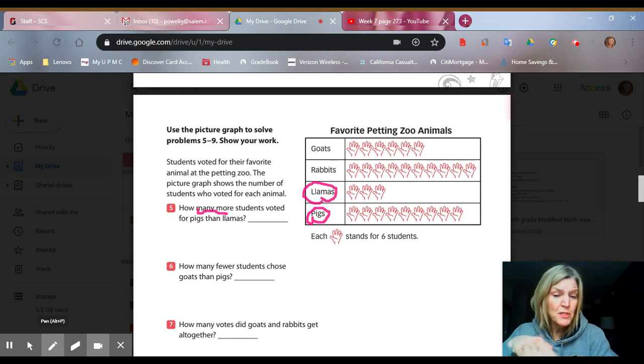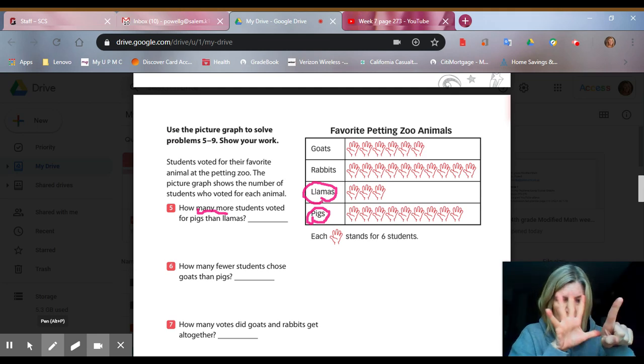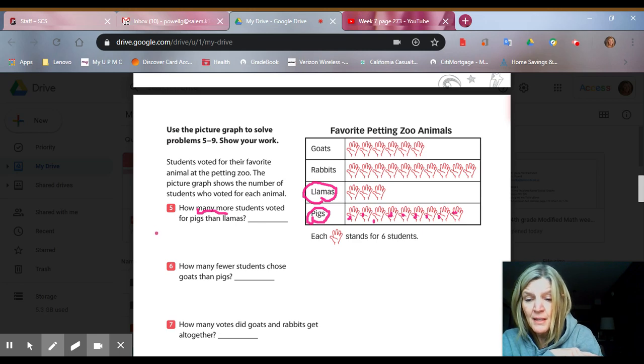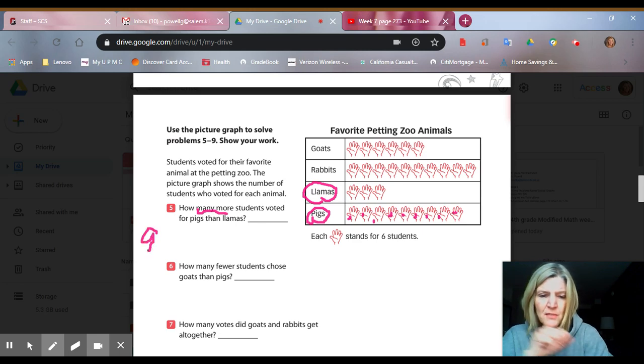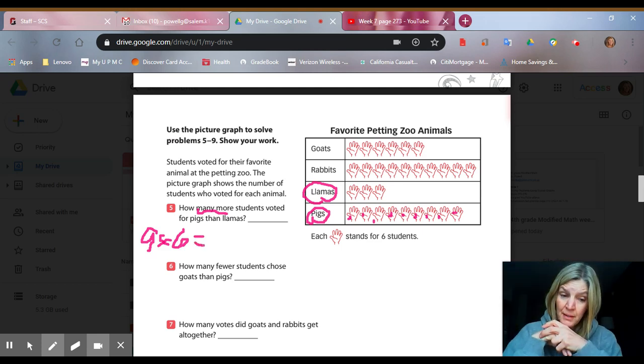Take a look at the pigs first. Just remember, each hand stands for 6 votes. So let's see. First, let's count how many hands there are. There's 1, 2, 3, 4, 5, 6, 7, 8, 9 hands that voted for pigs. A lot of kids like petting the pigs. So 9 of them. But each hand stands for 6 students, so we have to take those 9 and multiply that times 6. So what is 9 times 6?